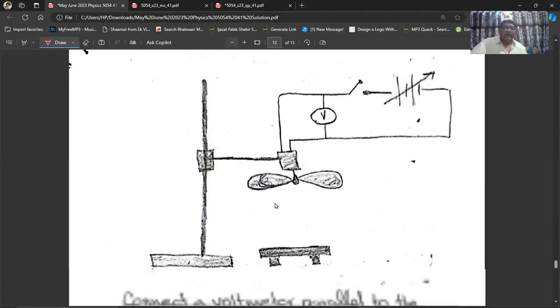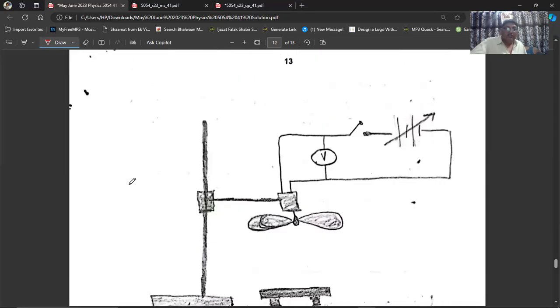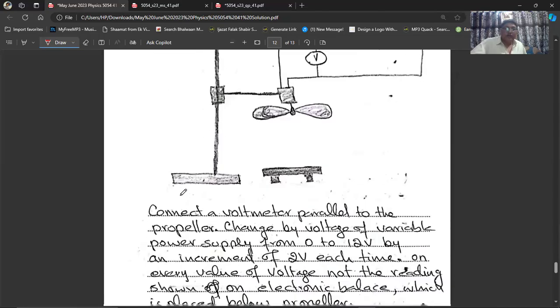Here we have that electronic balance. You can label it. This is electronic balance. This is the propeller. This is the electric motor. This is that stand. This is that clamp. These are the current leads. And here's the switch. Here is the variable power supply. Here, parallel to the motor, I have connected a voltmeter, so I know how much voltage is being provided to the electric motor.